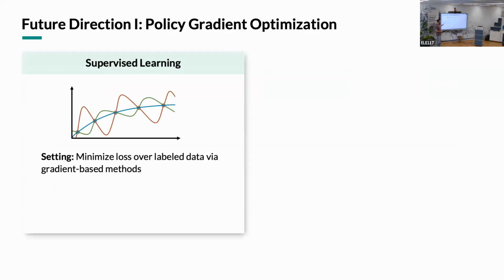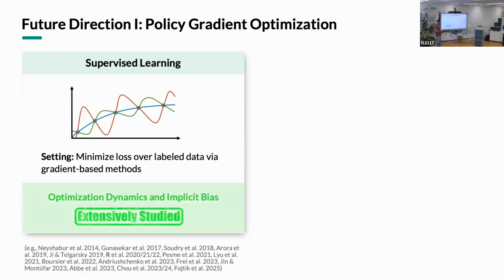So in the context of supervised learning, we want to minimize some loss function over labeled data using usually gradient-based methods. So in this context, the implicit bias and optimization dynamics of these methods have been extensively studied. Okay, we still don't have a complete understanding, but we do have a relatively good conceptual understanding, at least in some settings. And this was studied also by people in this room, and also some of my prior work. And we do have, I'd say, a decent understanding of what's going on in this setting.